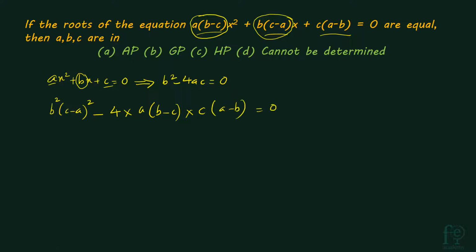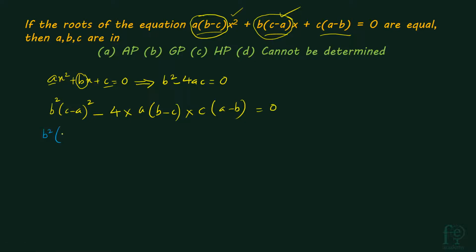The general expression is ax² + bx + c = 0. So here b will be b(c − a), the term coming with x, and a will be a(b − c), the term coming with x², and c will be the constant c(a − b). So we are writing the equation b²(c − a)² − 4a(b − c)c(a − b) = 0. Now you just have to solve this.